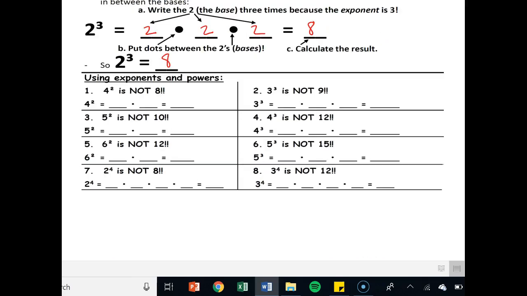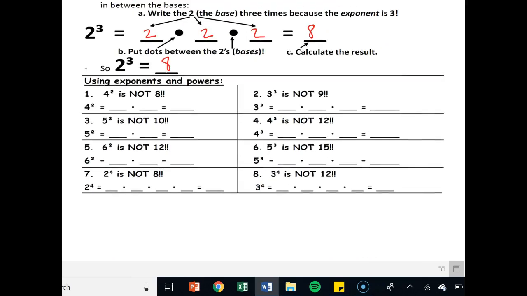All right, let's try a couple here before I let you do these in a puzzle. So 4 to the second, or 4 squared, is not 8. It's 4 times 4, right, because there's 2 4's, and that's 16. 5 to the second, or 5 squared, is not 10. It's 5 times 5, which is 25. 6 to the second is not 6 times 2, it's 6 times 6, which is 36. And 2 to the fourth is not 2 times 4, it's 2 times 2 times 2 times 2.